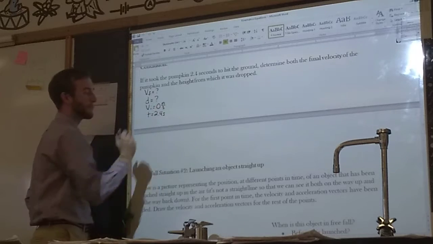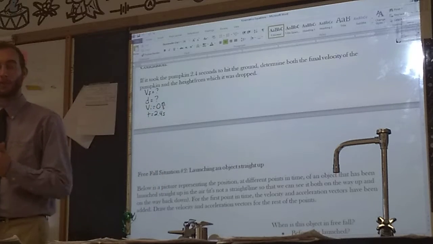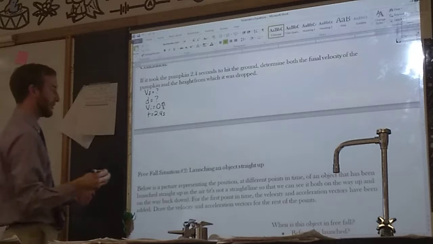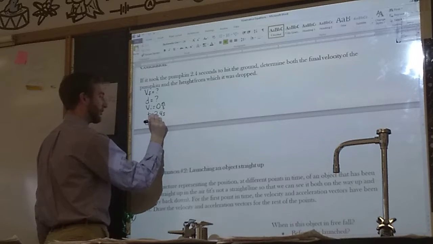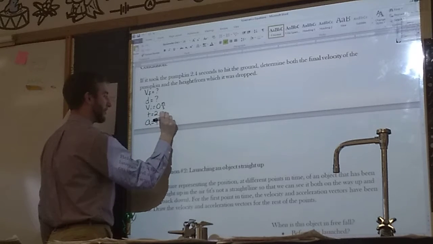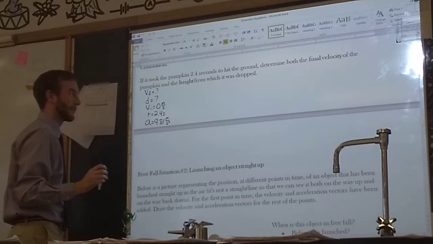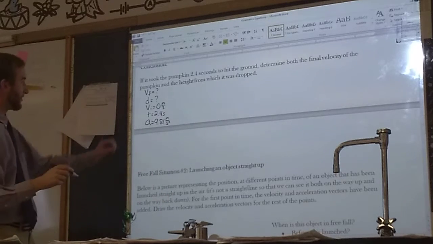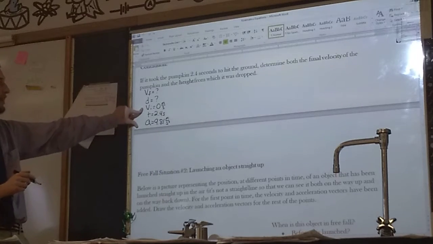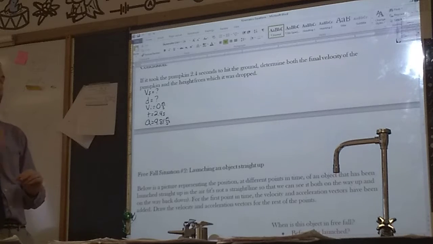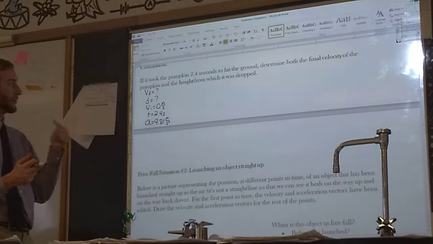And this usually won't be stated in the problem, but you are supposed to infer, since this object is in free fall, we know the acceleration. We know that it is 9.81 meters per second squared. Now, we know these three things. We can use some equations to find the final velocity and the height.